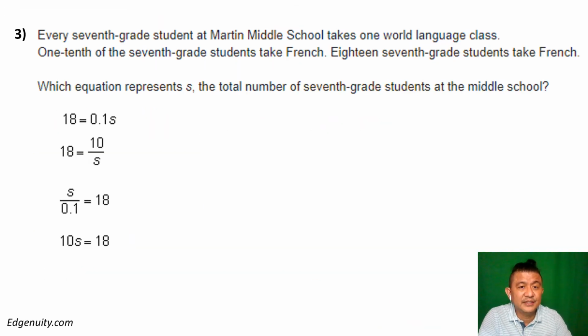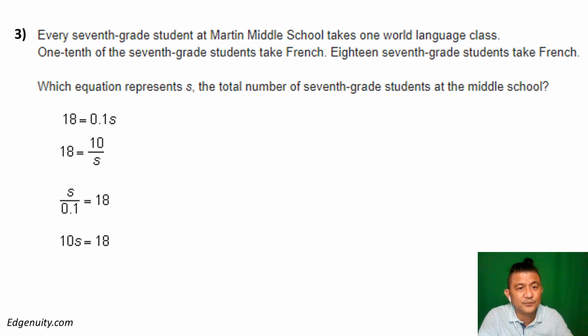Next, every 7th grade at Martin, let's read this. Every 7th grade student at Martin Middle School takes one world-class language class. 1/10 of the 7th grade students take French. 18 7th grade students take French. Which equation represents S, the total number of 7th grade students in the middle school?